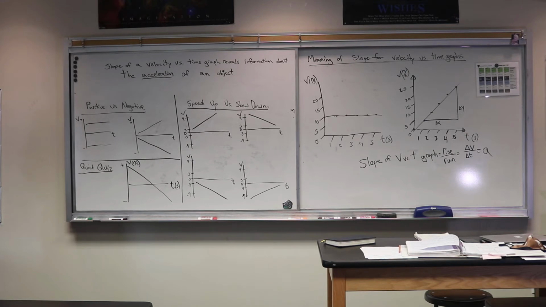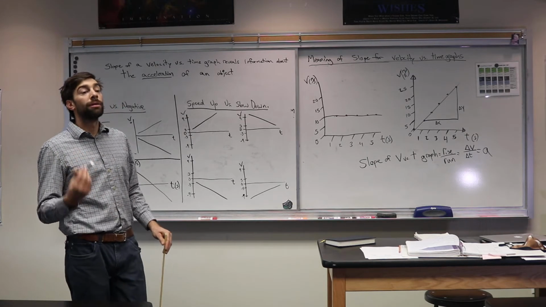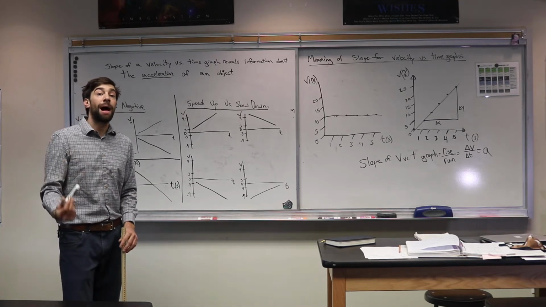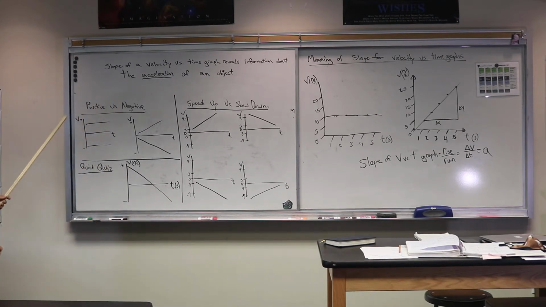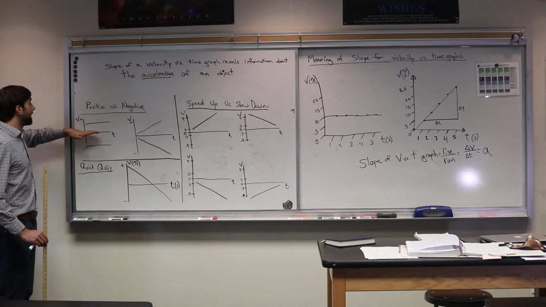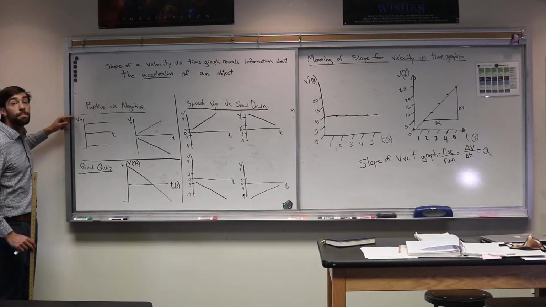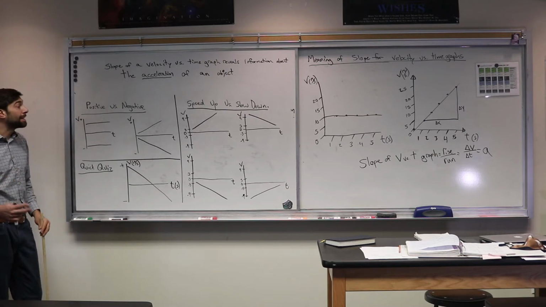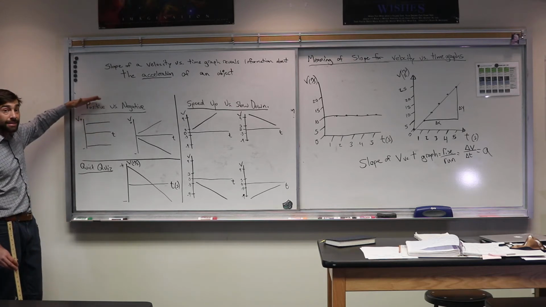Okay, so let's talk about positive versus negative velocity. So how do we know, by just looking at a velocity versus time graph, if an object has positive velocity or negative velocity? Well, I'll tell you right now, if the velocity is above the x-axis, if the line is above the x-axis, we are in the positive velocity region. So our velocity is positive when we're above the x-axis.